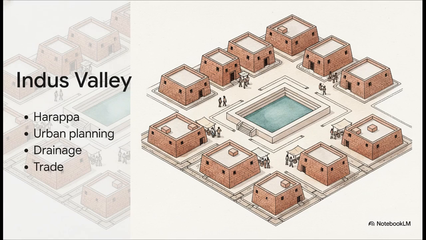Now, what's really interesting about this slide is the surprising modernity of that earliest period. Flourishing in cities like Harappa and Mohenjo-daro, they didn't just build settlements, they engineered them. We're talking incredibly advanced urban planning, sophisticated drainage systems that honestly rivaled much later historical periods, and thriving trade networks. They were literally among the absolute earliest true urban civilizations on the planet.